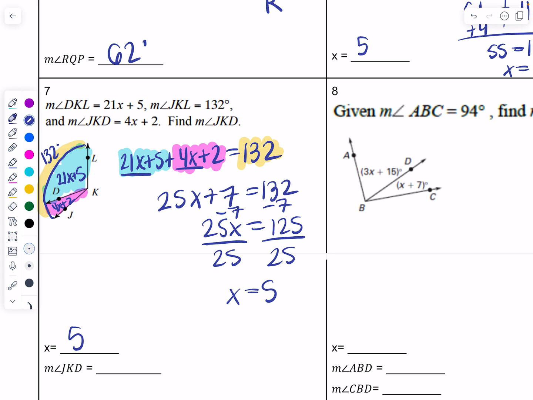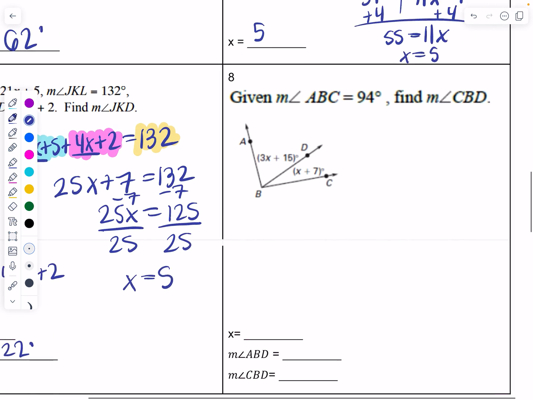So x is 5. What is JKD? Well, JKD is the 4x plus 2. So what would I do? I'll do 4 times 5 plus 2. So that's going to give me 22 degrees. If I went back and plugged it in, that would be JKD. I could also find the blue one by plugging it in and then checking it.